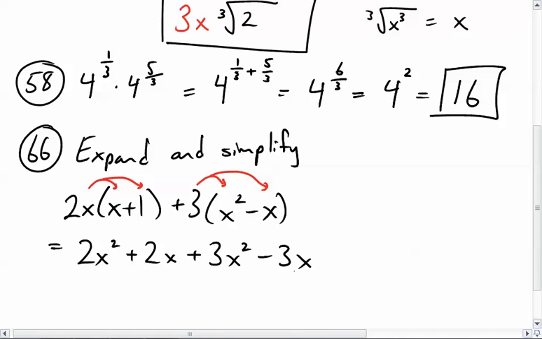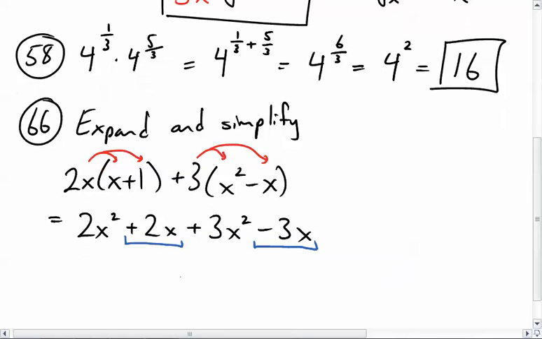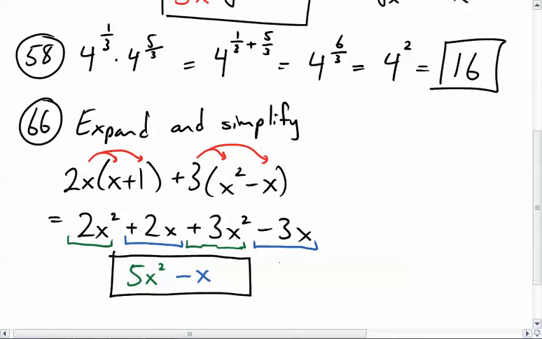So now combine your like terms. 2x minus 3x is negative x, and 2x squared plus 3x squared is 5x squared. So there's the final answer, 5x squared minus x. Some of you factored and wrote this as 5x times (x minus 1), and that's also correct.